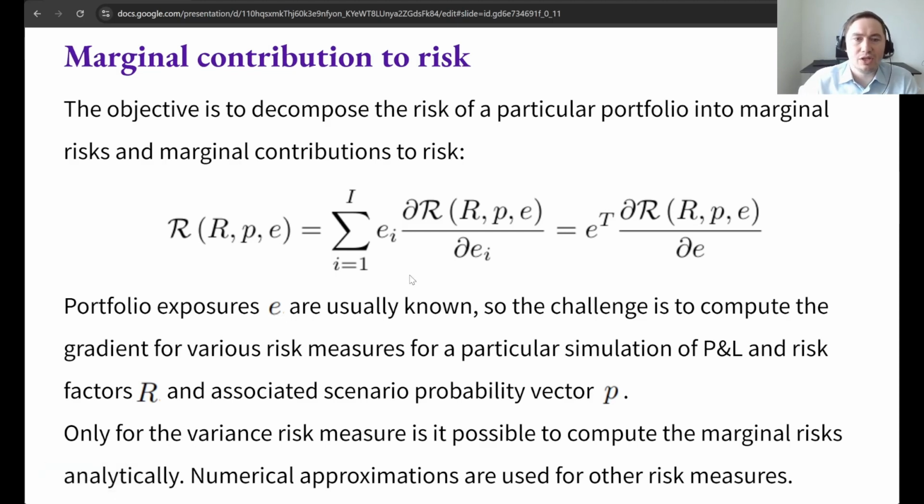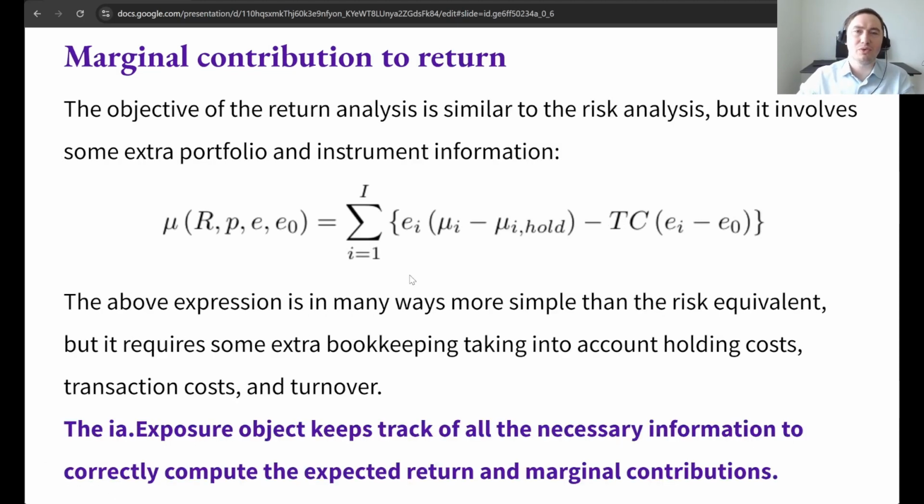All right. So we can also perform this decomposition on the portfolio's expected return. And actually, in this case, it becomes more straightforward, but there are more things that we need to keep track of. So here you can see that we can decompose the portfolio's expected return into the marginal contributions after holding cost from each exposure that we have here. So this is quite straightforward. And then minus the transaction costs that we would have to come to this portfolio.